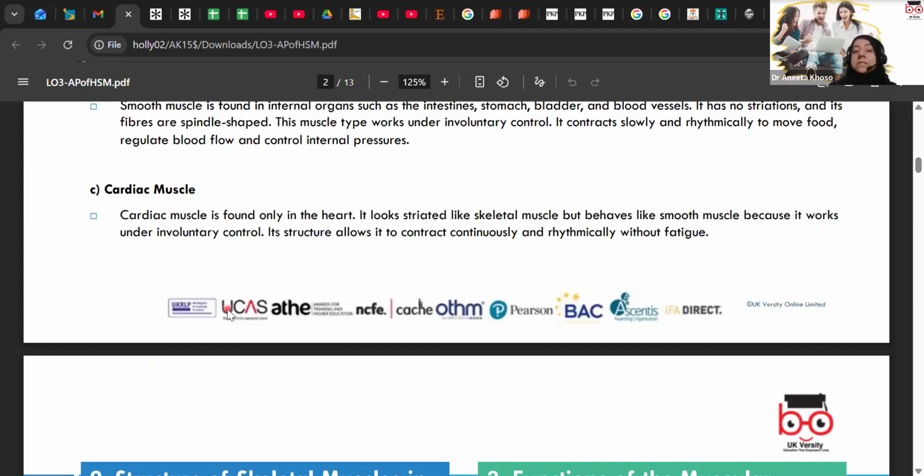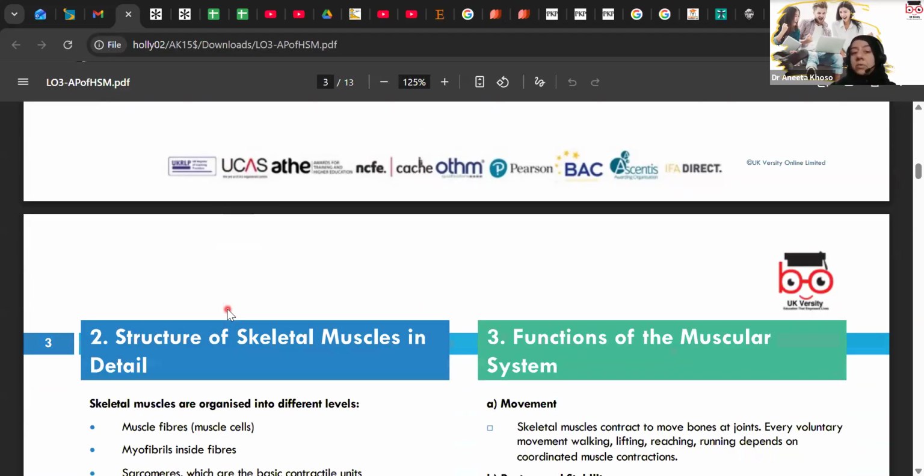Cardiac muscle. The cardiac muscle is found only in the heart. It looks striated like skeletal muscle, but behaves like smooth muscle because it works under involuntary control. Its structure allows it to contract continuously and rhythmically without fatigue. You will find it has stripes, and it behaves like the smooth muscle because it's not under our control.